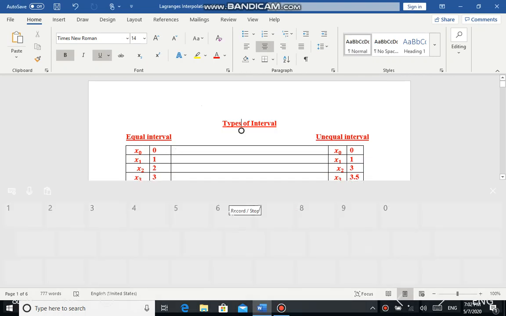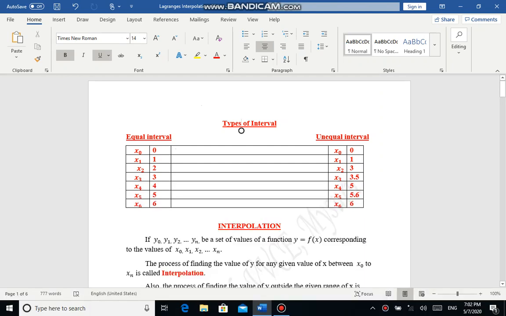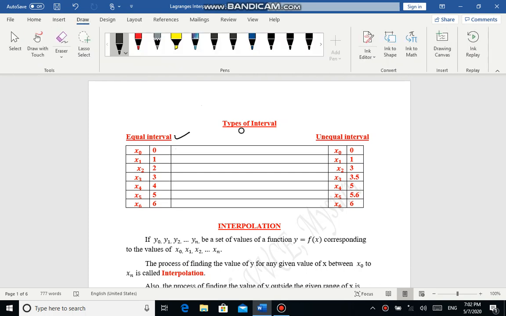Dear students, today we are going to discuss interpolation. Before that, I will explain the types of interval. Here I gave an example. We have two types of interval. One is equal interval, another one is unequal interval. To solve the problems on interpolation, you must know the difference between equal interval and unequal interval.